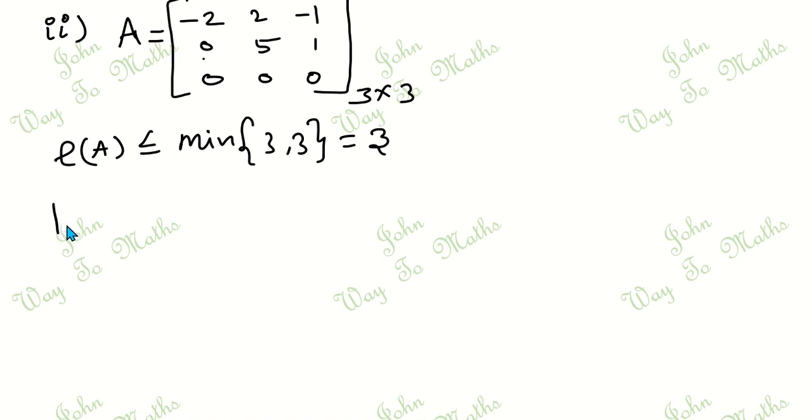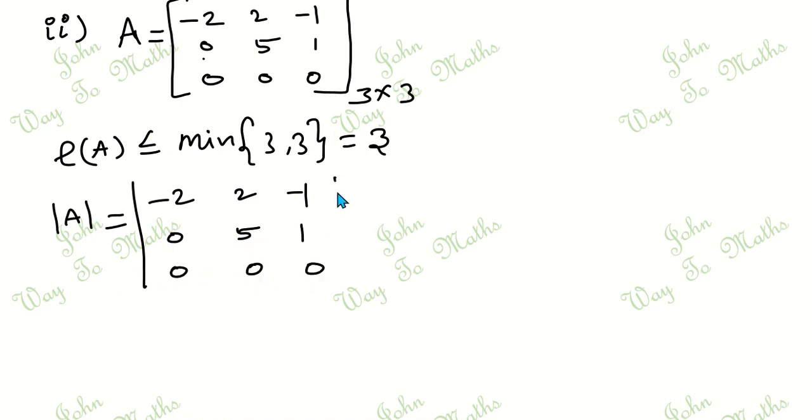So first I am going to check the determinant of A matrix, which is equal to the determinant of [-2 2 -1; 0 5 1; 0 0 0]. Here it is an upper triangular matrix, with all entries below the diagonal being 0, so if we multiply only the diagonal entries, we get the answer. So -2 into 5 into 0 becomes 0.